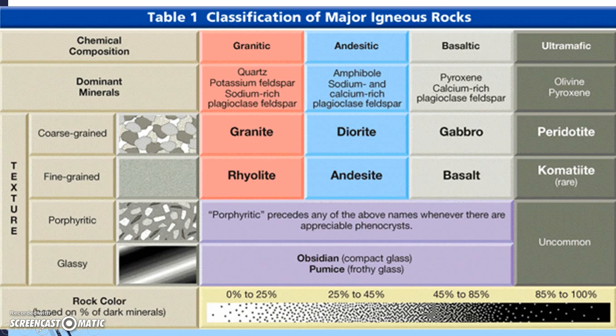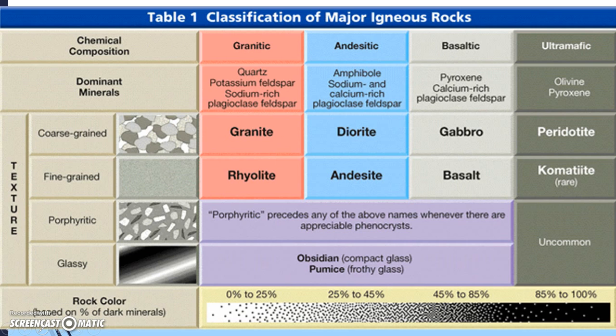So taking a look at this image here, I know it kind of fills up the screen. This is how we classify. So you have all of your textures over on the left side, coarse, fine, porphyritic, or glassy, and then you have your composition over on the right. So we have granitic in the red, andesitic in blue, basaltic in the light gray, and ultramafic in the dark.